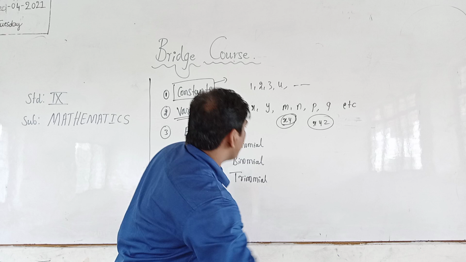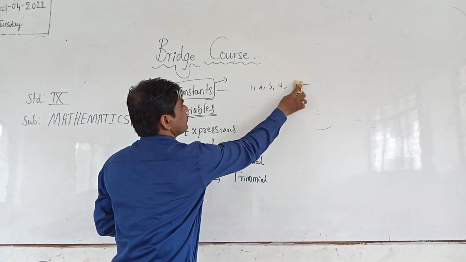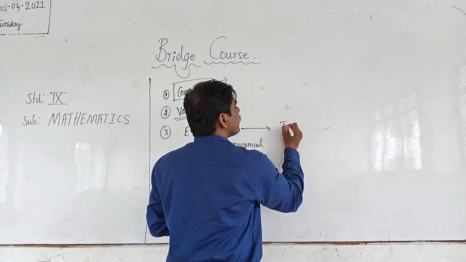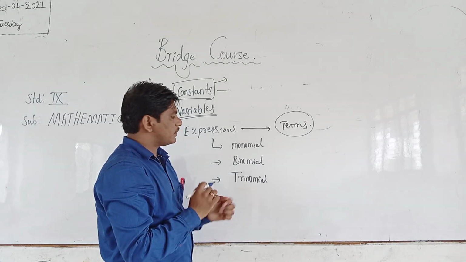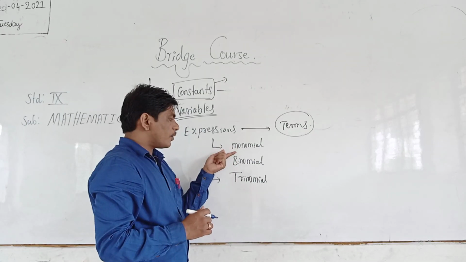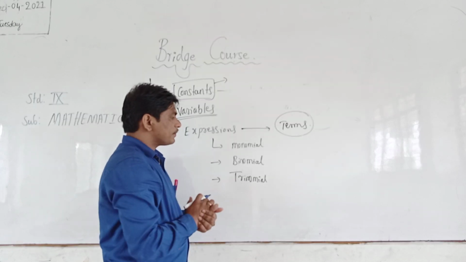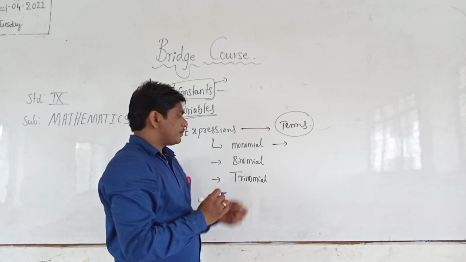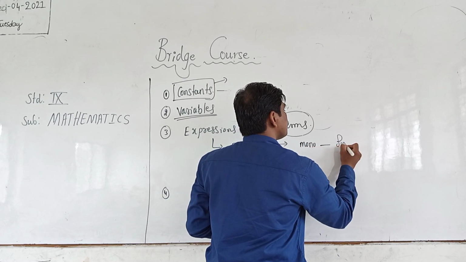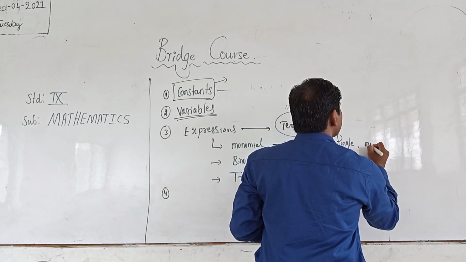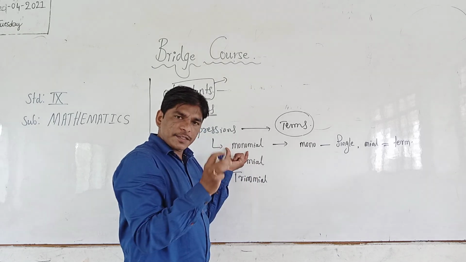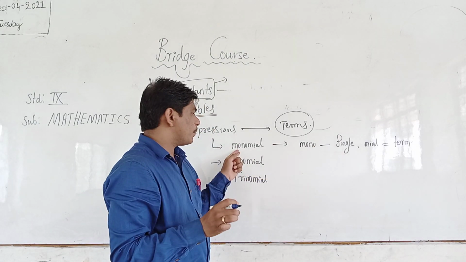Now the next point is expressions. An expression means in the form of terms. According to the arrangement of terms, expressions are classified into three types: one is monomial, another is binomial, another is trinomial. The first one is the monomial definition: the expression having only one term. Mono means single, and mono means single term. A given expression having only one term is called a monomial.